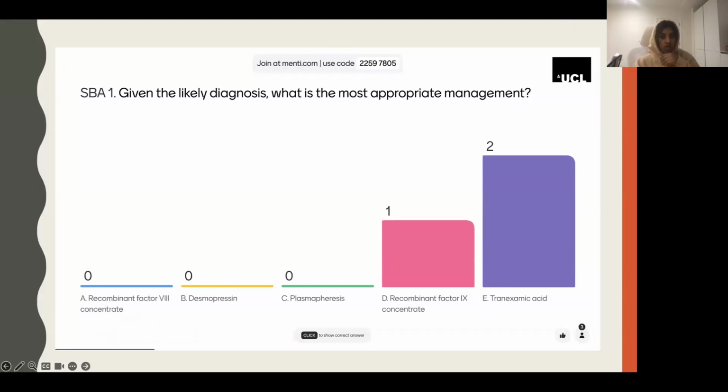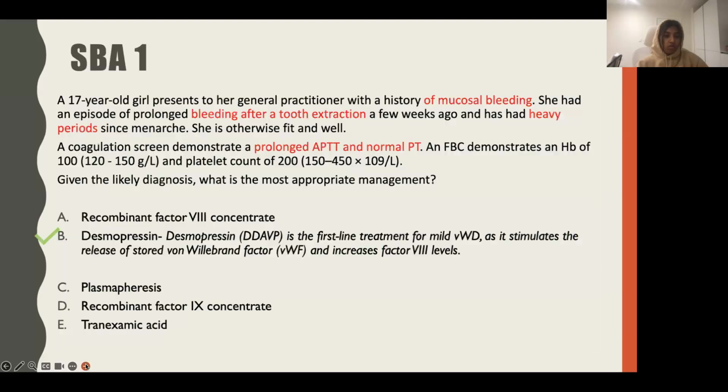Okay, let's see what people have said. So some people have said tranexamic acid, and some people are saying recombinant factor. Interesting. Someone said factor 8. Okay. So the correct answer is desmopressin.